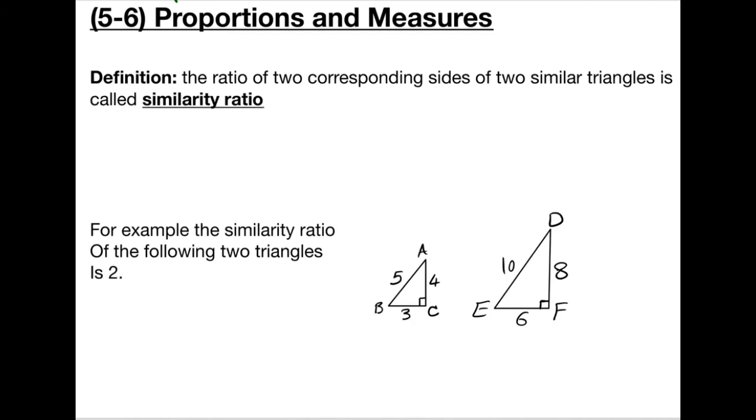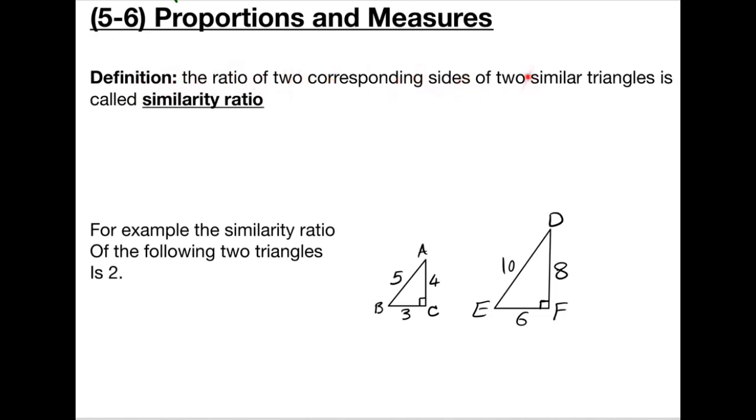In this video, we are going to start section 6 of chapter 5, which is about proportions and measures. The goal of this lecture is to compare the perimeters and areas of two similar triangles. So if you remember from section 4 of this chapter, we talked about similar triangles. We are going to compare the perimeters of two similar triangles as well as the areas of two similar triangles. But first we have to see the first definition here.